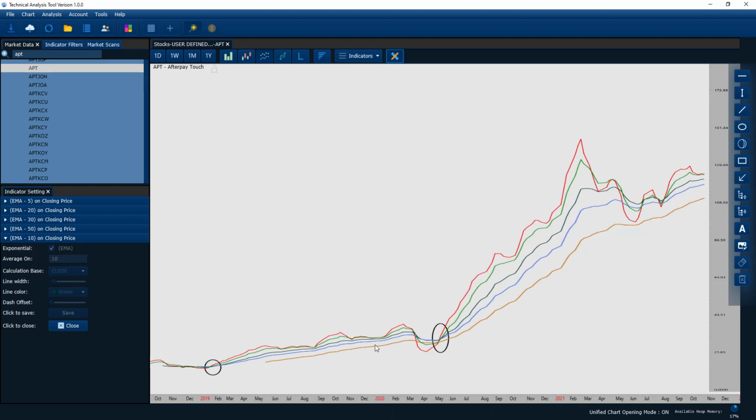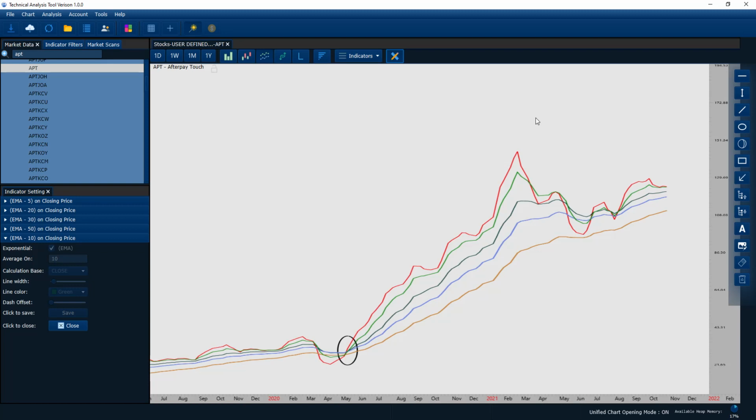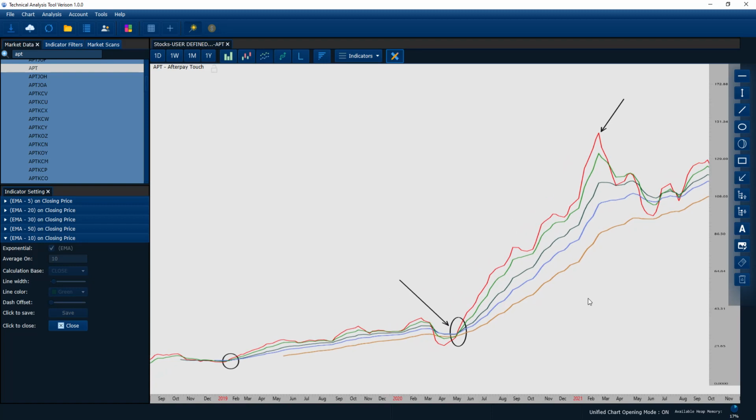So yes, you can use this kind of moving average clustering or spreading as buying and selling signals, right? In our application, you can create filters to describe this situation, generate your market scan, and decide to buy or sell. Okay, so this is the last use case that we think of for the moving average.